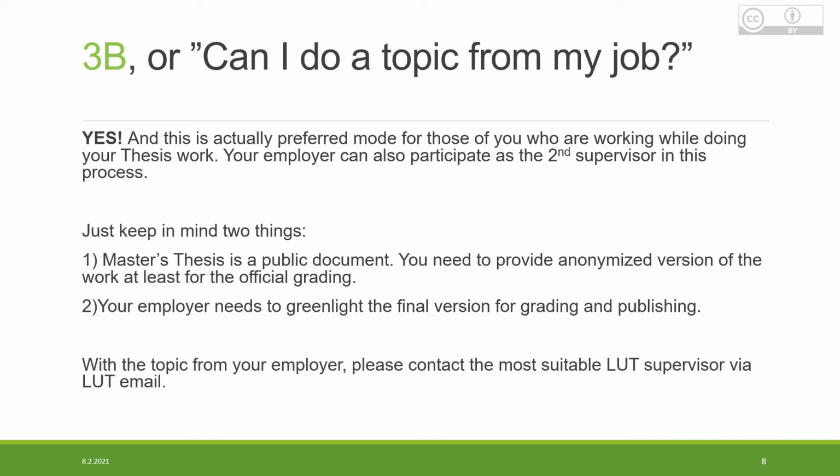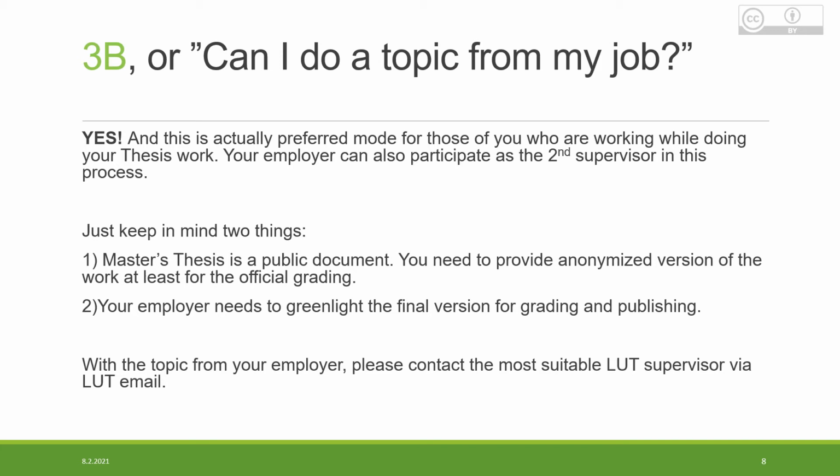And of course, you still need the LUT supervisor, who will be your first supervisor, and your company supervisor is there to help you with the practicalities and is expected to help you do the work which you are doing on the employer's side.